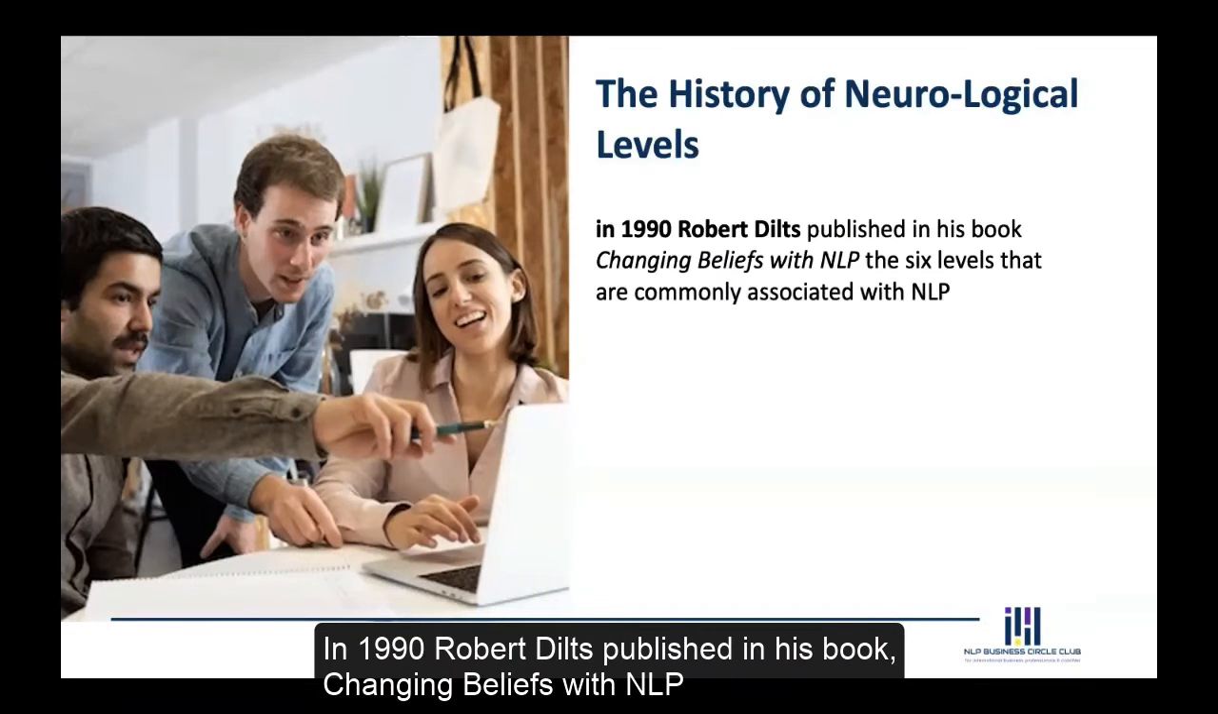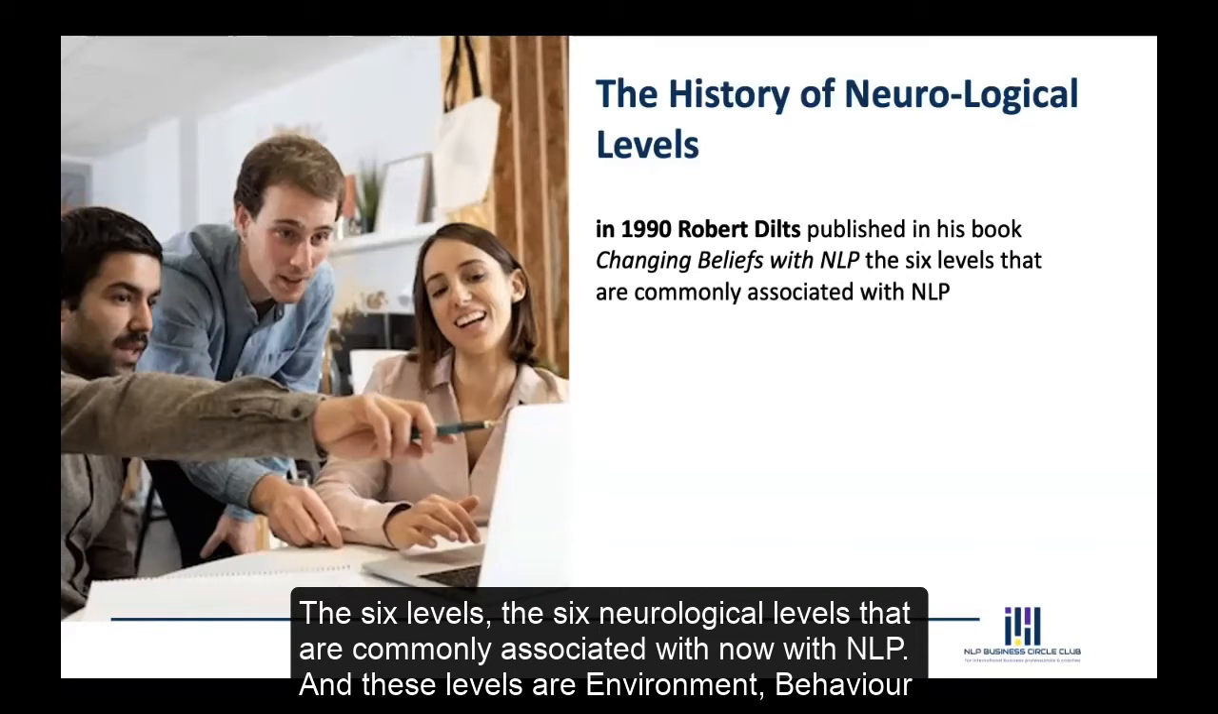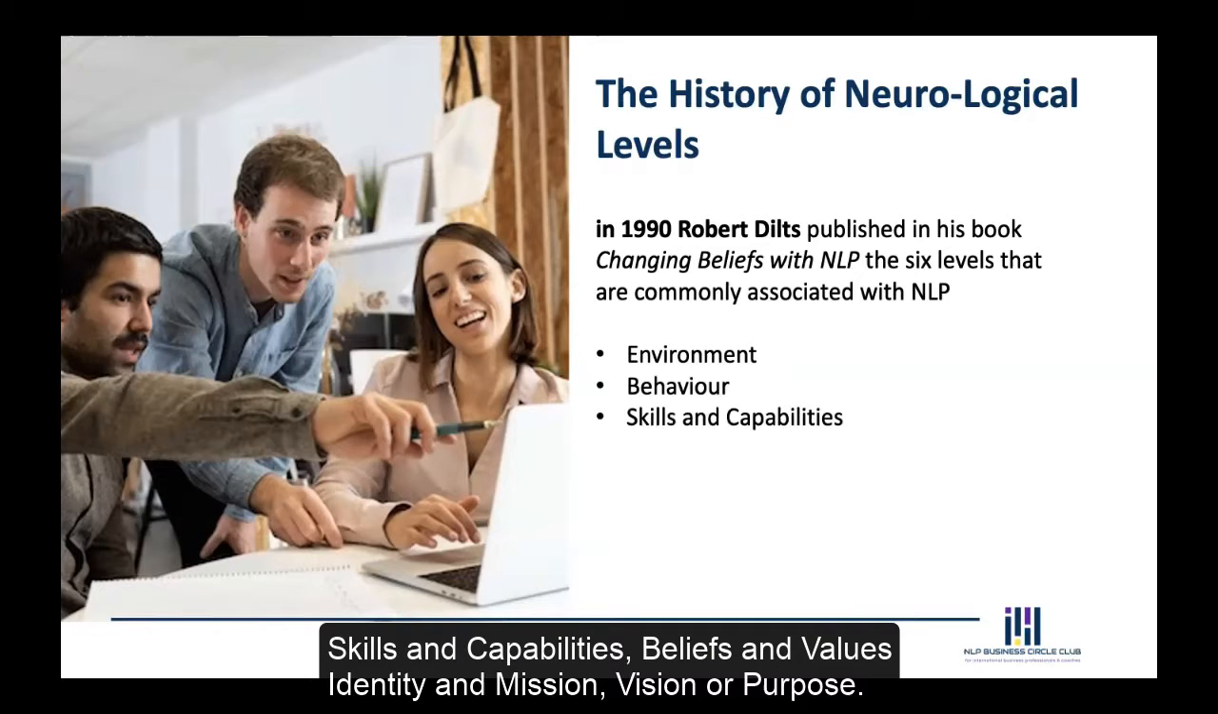In 1990, Robert Dilts published in his book Changing Beliefs with NLP the 6 neurological levels that are commonly associated now with NLP. And these levels are environment, behaviour, skills and capabilities, beliefs and values, identity, and mission, vision, or purpose.